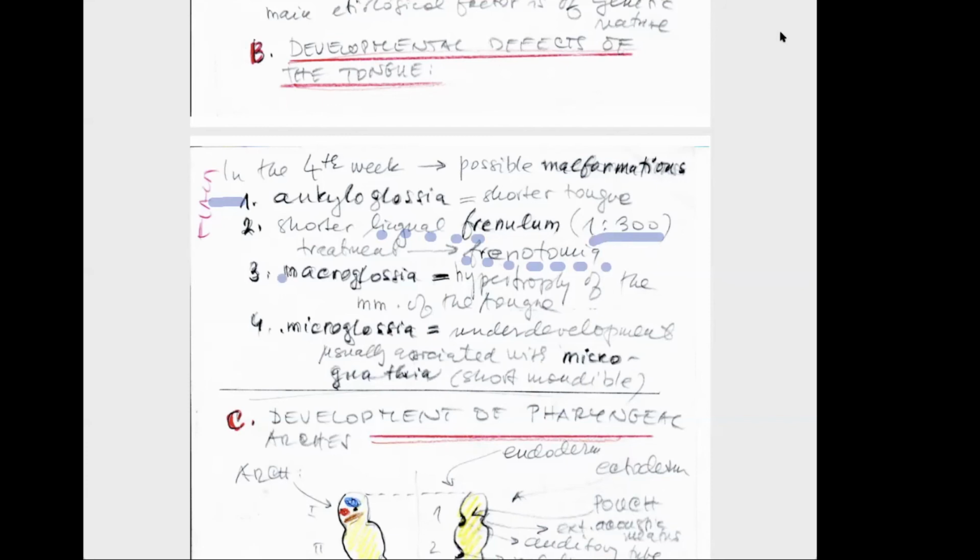The second big group is macroglossia. It's based on the hypertrophy of the musculature of the tongue. And the next one is microglossia. So macro is larger, microglossia is in fact underdevelopment, usually associated with other defects like micrognathia. That means there is a shorter mandible. So this is a complex of defects. This was the second category, developmental defects of the tongue.